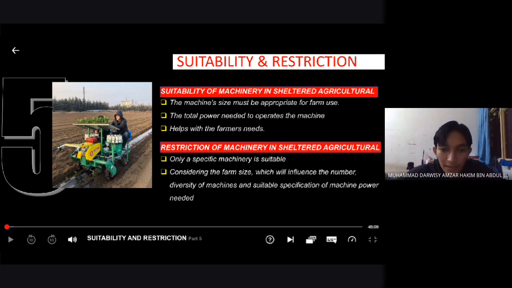Next one is considering the farm size, which will influence the number and diversity of machines, and the suitable certification of machine power needed. As I said, we need a specific machine that has low or high machine power to be used in a certain farm of agriculture shelter.